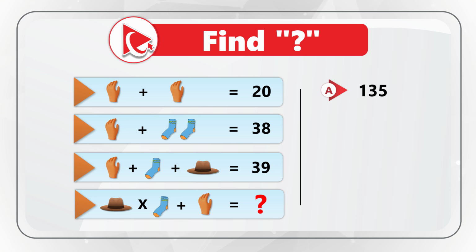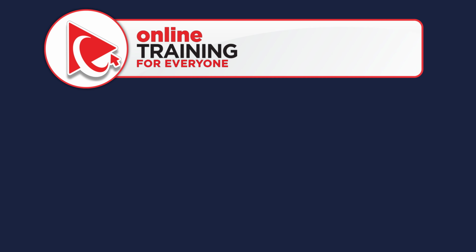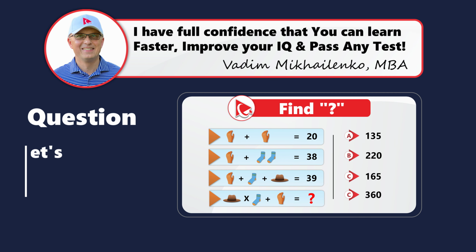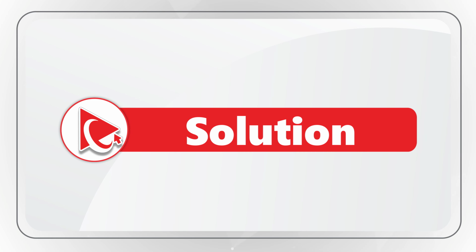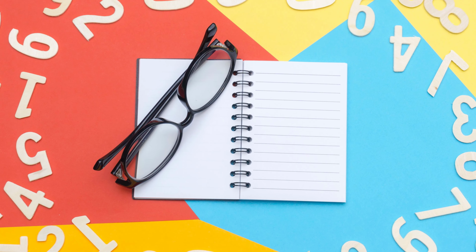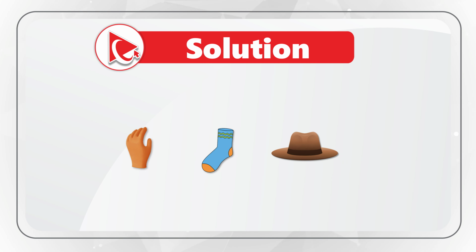You need to calculate and select the missing number out of 4 possible choices. Choice A, 135. Choice B, 220. Choice C, 165. And choice D, 360. Take a close look to see if you can use your mental powers to calculate the missing number. On my end, I am moving forward to share with you my version of the solution. And if you have a better way to solve it by using your mental powers, please make sure to share in comments. Obviously, to solve this challenge, you need to find the numbers associated with each object. You need to find the numbers for glove, for sock, and for the hat.